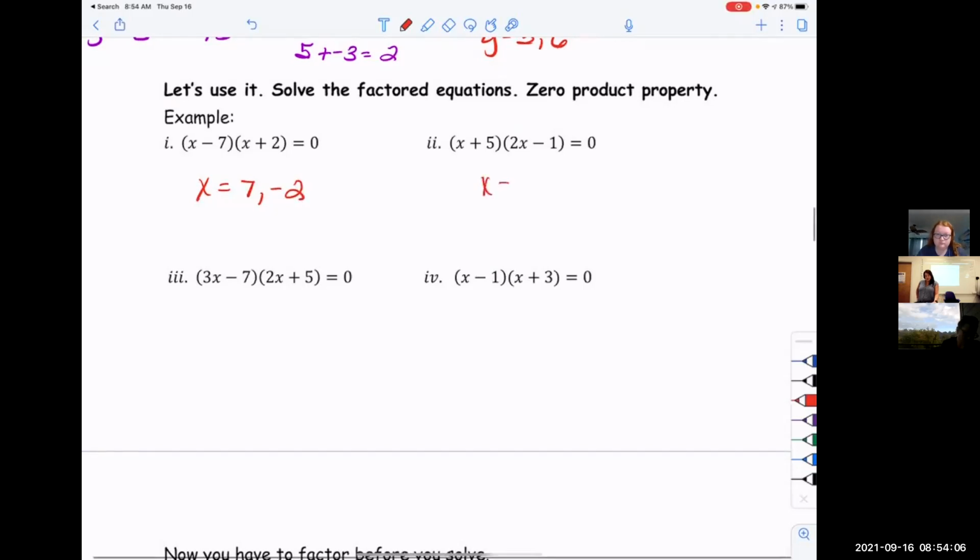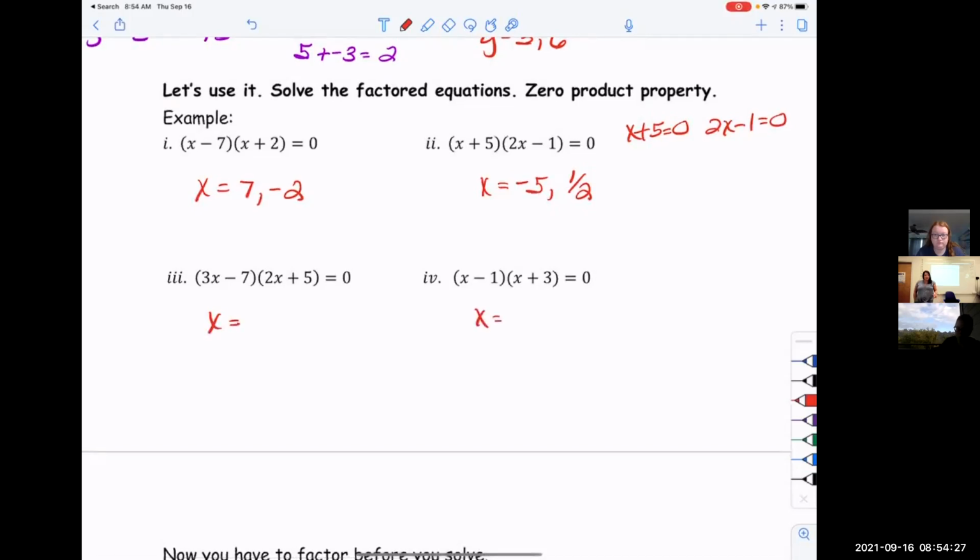What are the answers on this one? Can you do this in your head? -5, +1/2. If you can't do it in your head, that's no problem. Just set each one equal to 0 and solve it. Let's just do this one in our head. All right. Take a minute and just do both of those in your head, but don't say them out loud so everybody can think about it. We just won't do any work on these.